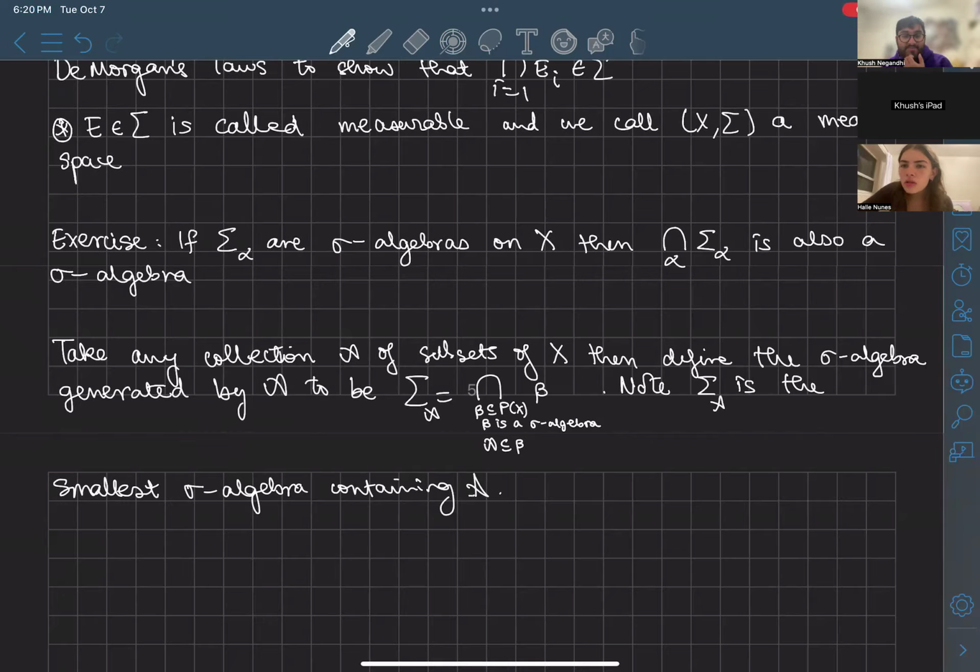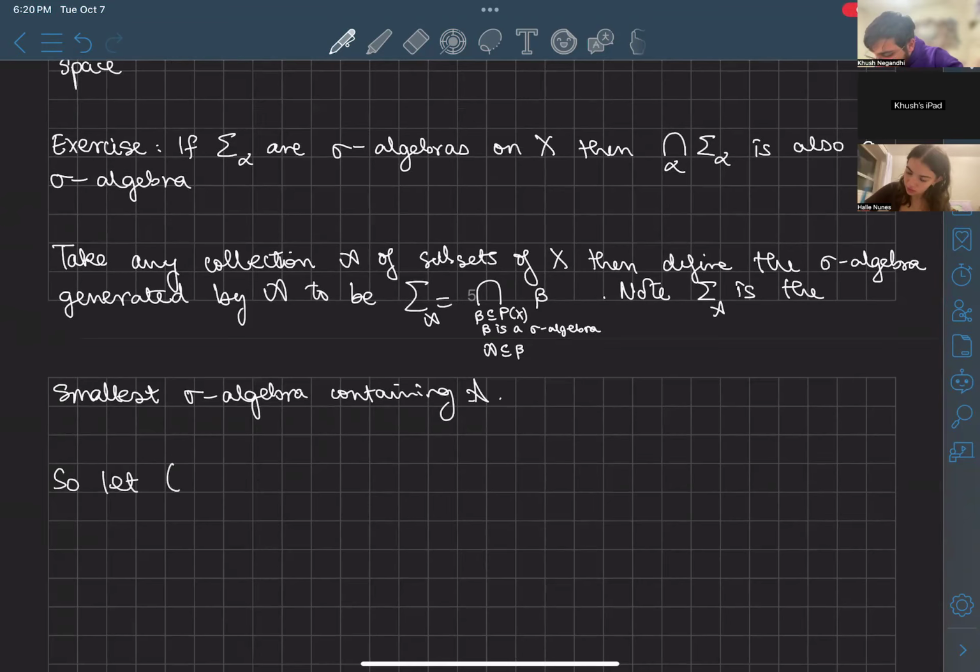If A was a sigma algebra, right, then the sigma algebra generated by A is A itself. And the reason for that is A contains itself. So anything that contains A must contain A. And so the intersection is trivial. Okay.